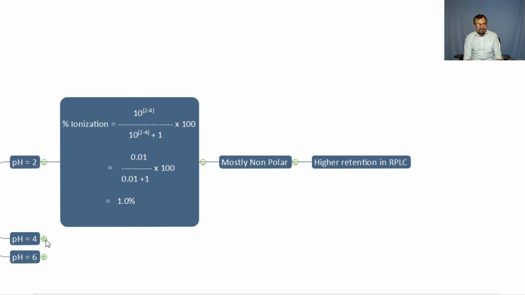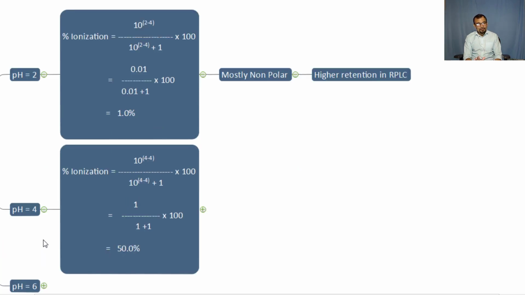Now let us understand what the percent ionization of the same weak acid compound is at pH 4. And once you put the values into the equation, you will understand that the percent ionization is equal to 50%. So when the pKa is equal to pH, there will be a 50% ionization of the compound, and 50% of the compound will be in non-ionic form. So this is a very famous equation, and the compound will be at mid-polar range.